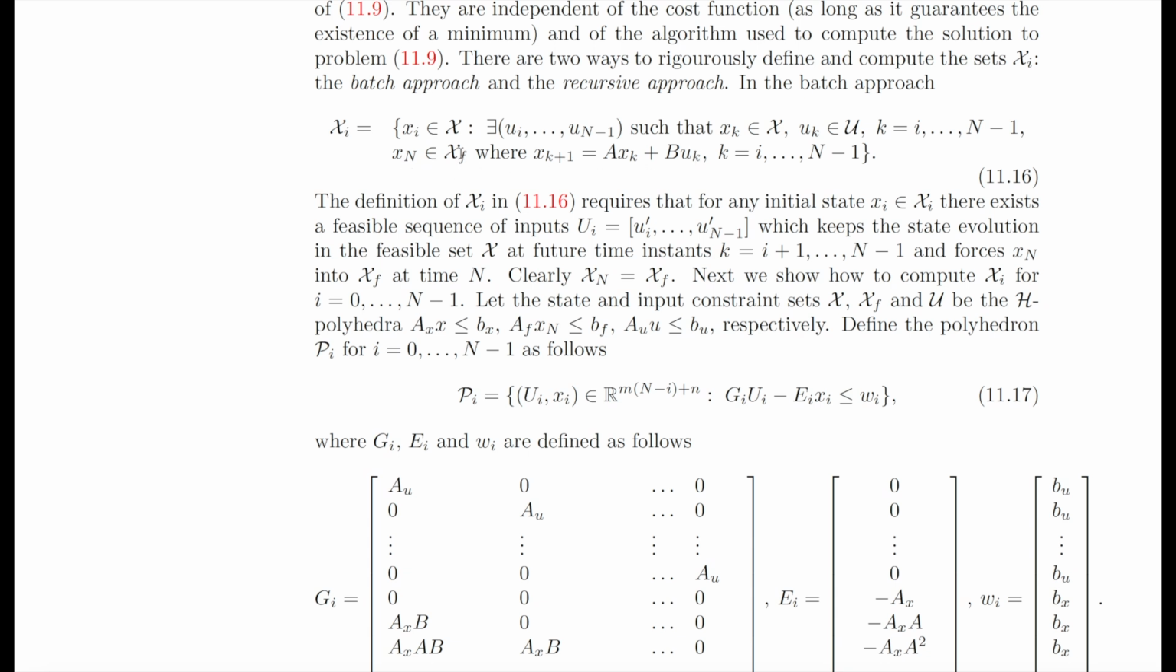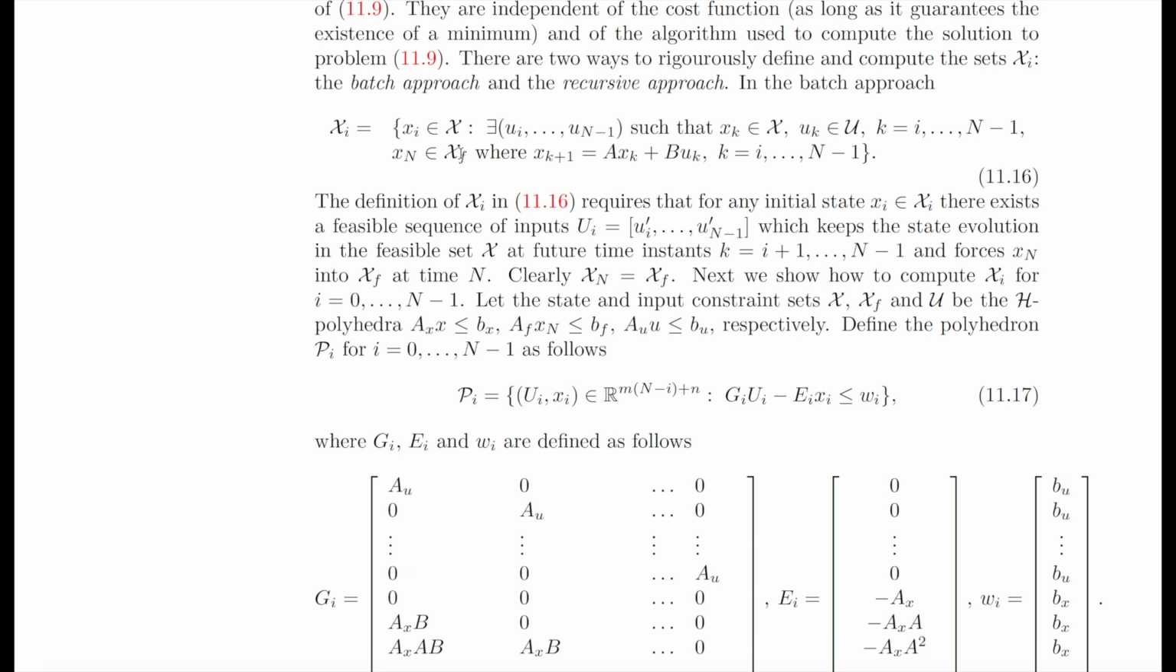The definition of this set requires many things. First of all, for any initial state, there exists a feasible sequence of inputs. And this feasible sequence of inputs will keep the state evolution in the feasible set big X at future time instances, and it will force the final state to arrive at the final destination at time equal N.